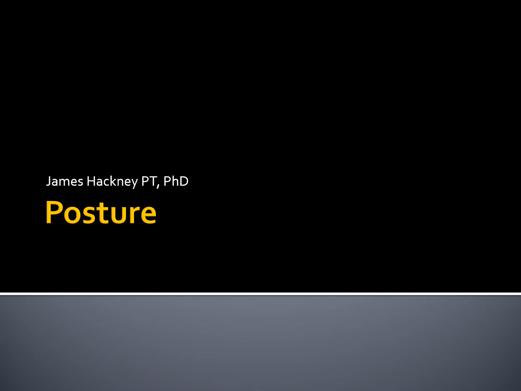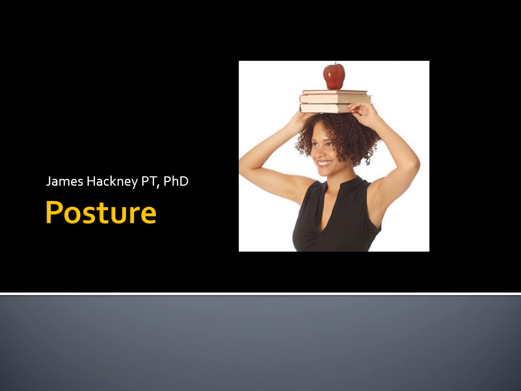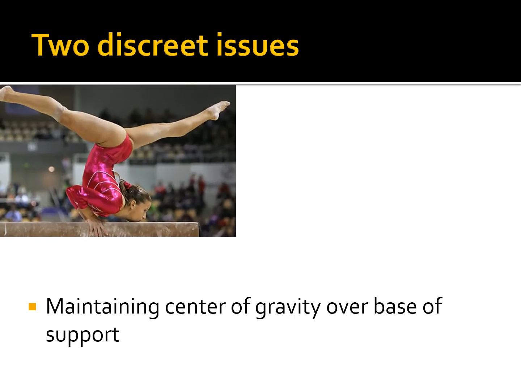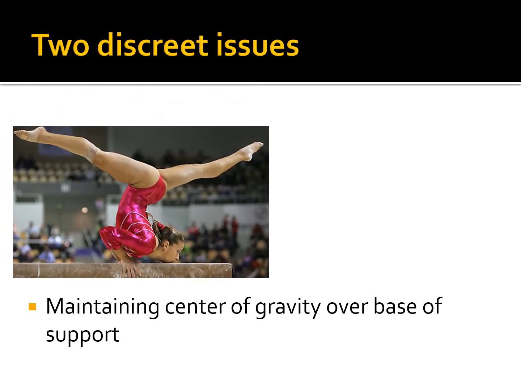The final topic that we're going to talk about this semester is posture, such as you see here, which you can improve by balancing stuff on your head sometimes. So posture is actually two discrete issues. First of all, there's maintaining the center of gravity over the base of support, which for human beings is usually either the feet if we're walking or standing, or the butt if we're sitting, but sometimes it can be other stuff like we see with this gymnast here.